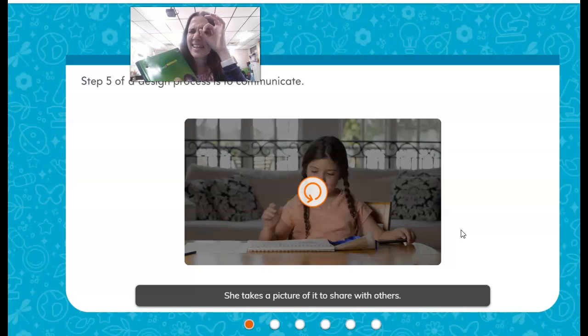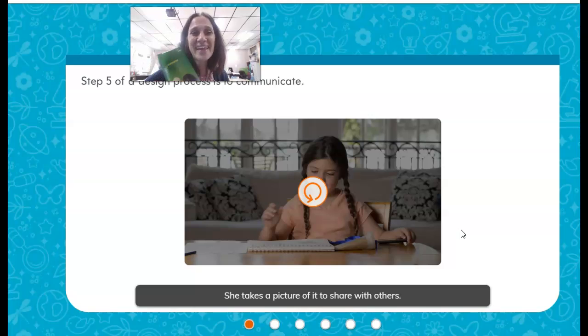5 steps to the design process. First one is look for the problem. Step 2, design it. You're going to draw it first and then you're going to build it, right? Step 3, you're going to test it out. And if it doesn't work, you're going to go back and fix it. And then finally, when you get it to work, you will talk about it. You will communicate it to others.